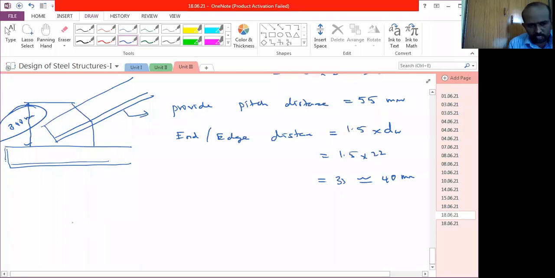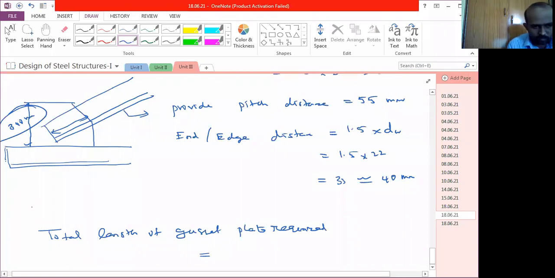So the total length of gusset plate required, that we shall calculate. Anyone can tell me how to calculate? Total 10 bolts are there. Please understand this kind of angle. We need a total of 10 bolts, 1, 2, 3, 4, 5, 6, 7, 8, 9, 10 bolts, and edge distance of 40 is needed.